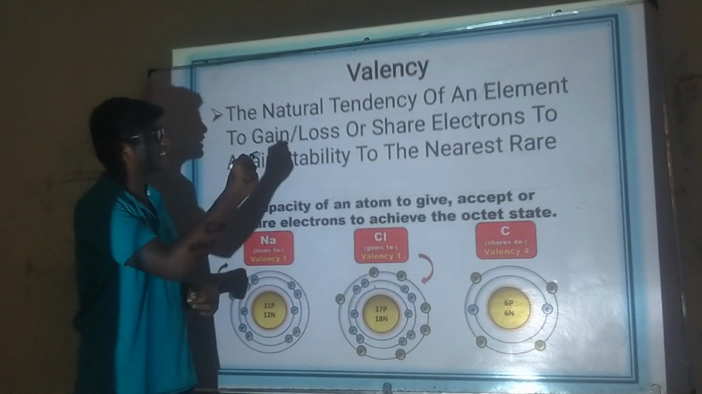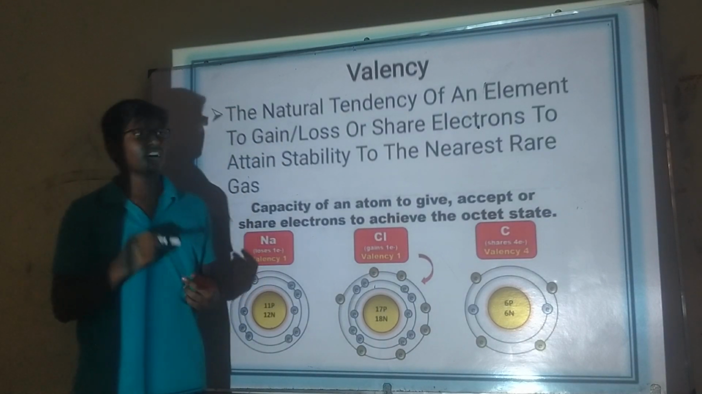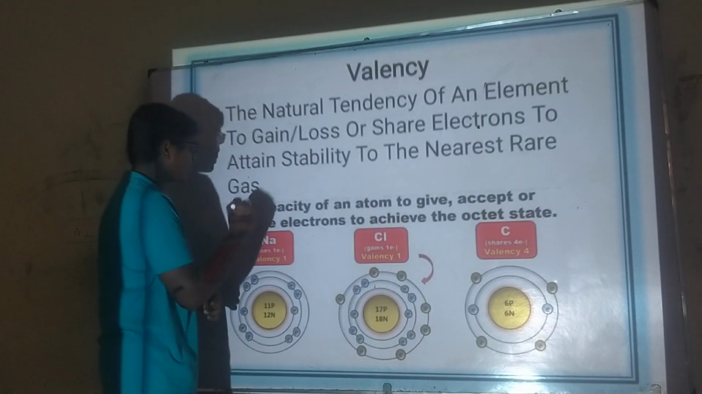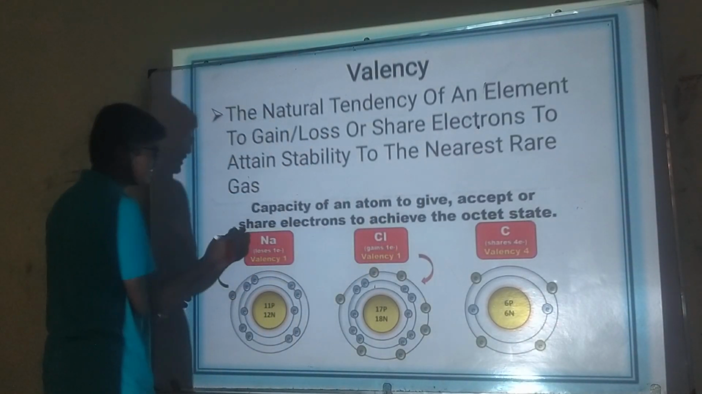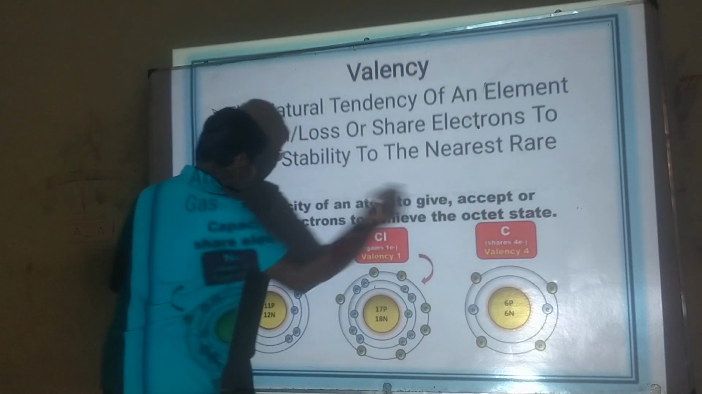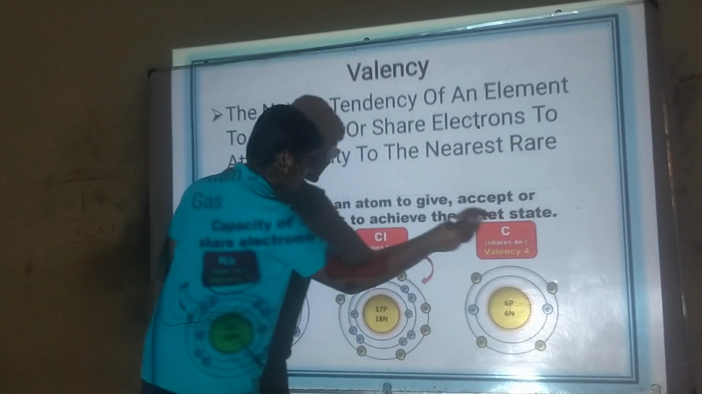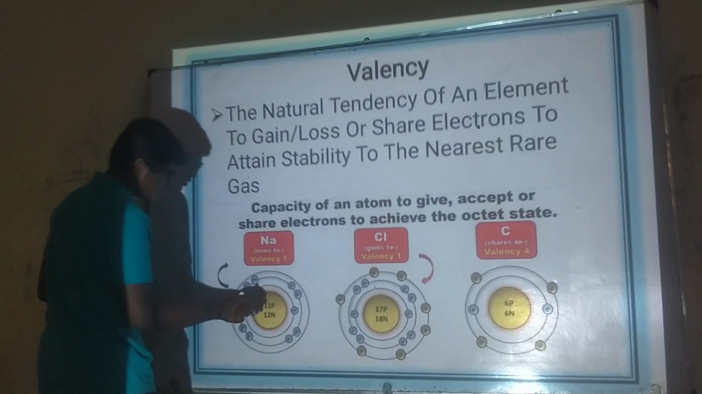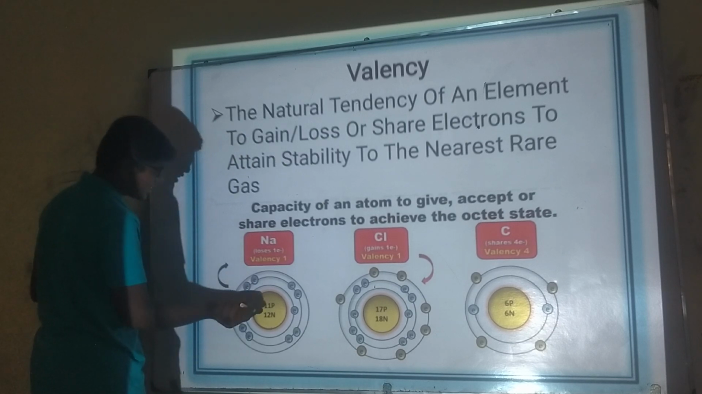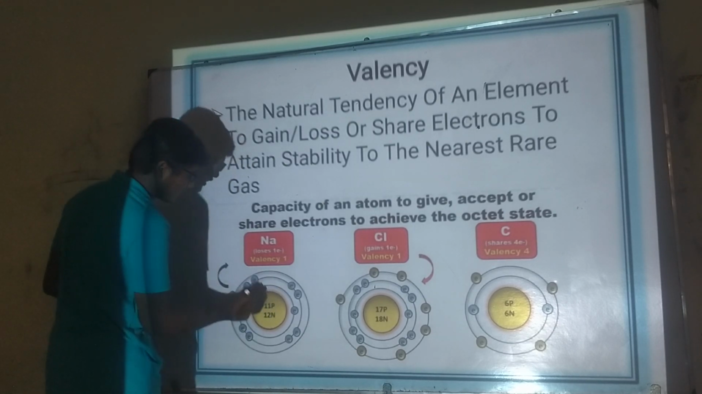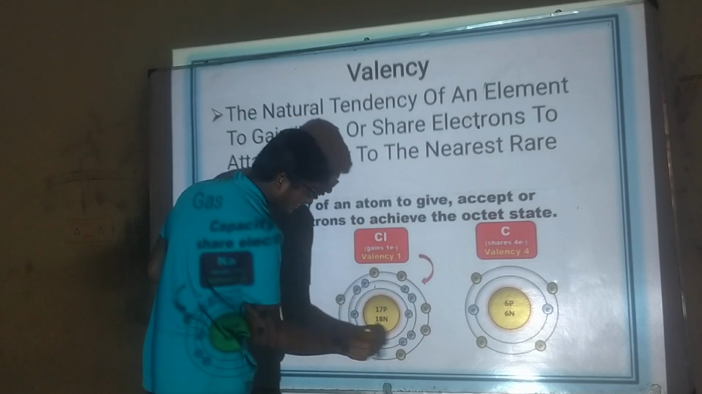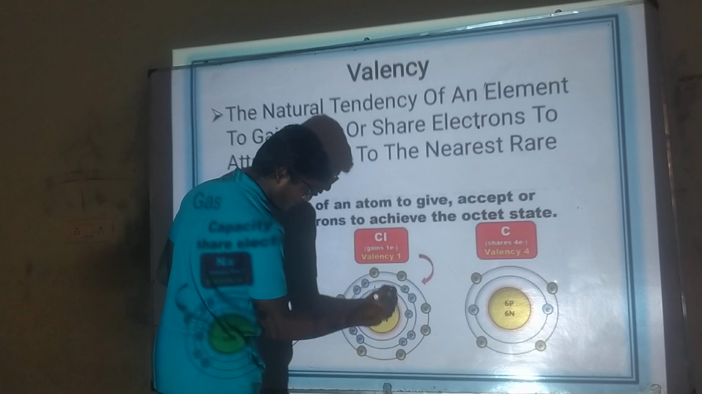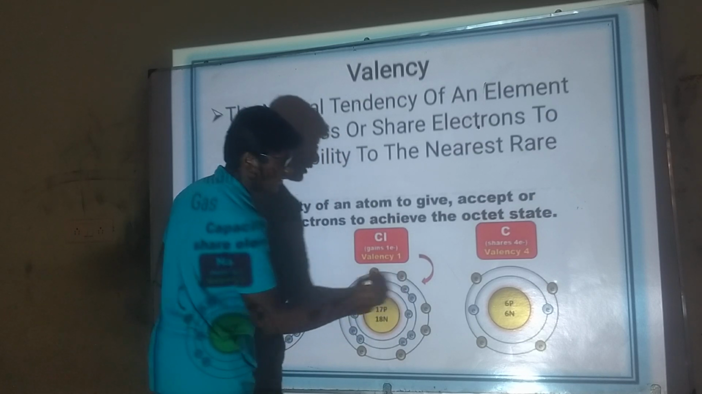Valency. The natural tendency of an element to gain, lose or share electrons to attain stability to the configuration of nearest rare gas is known as valency. Here we can see that the capacity of an atom to give, accept or share electrons to achieve the octet state. For here sodium, it has 1 electron in the outermost shell. So it needs to lose 1 electron instead of gaining 7 electrons. Here chlorine, which has 7 electrons in the outermost shell. Instead of losing all the 7 electrons, it may gain 1 electron to attain the stability.